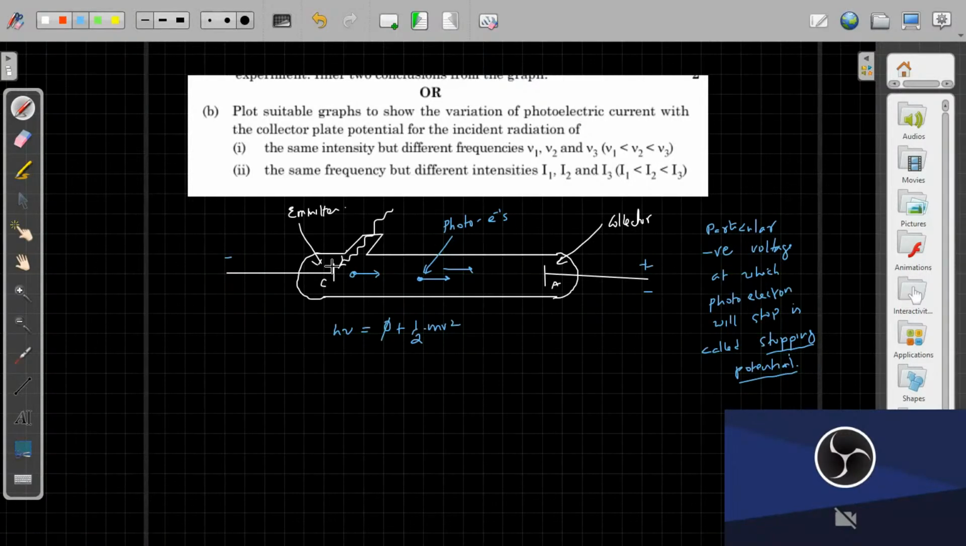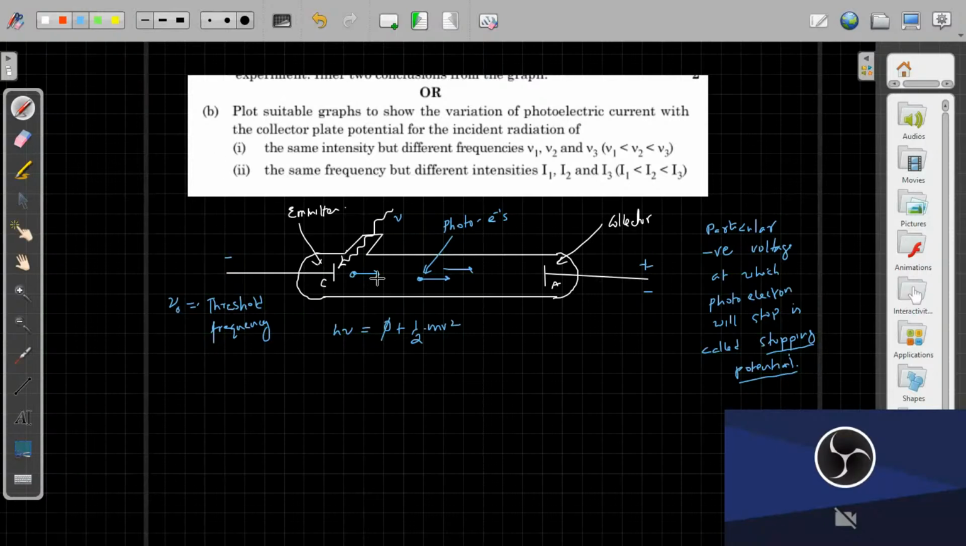Now one more thing to note: if the frequency of the incident radiation is more, the electrons will be highly energetic. If it is less, below a frequency called nu zero, electrons will not be ejected. That is called the threshold frequency. Just a little bit of background. So below the threshold frequency, no electrons will be ejected.